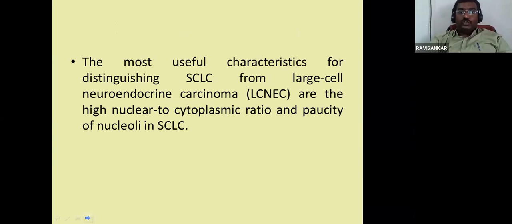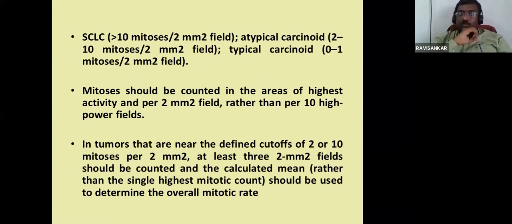Usually the mitotic count plays a very important role. Small cell and large cell neuroendocrine carcinomas are very aggressive tumors where greater than 10 mitoses are present per 2 square millimeters. Whereas typical carcinoids are a very low grade group where 0 to 1 mitosis is present. Atypical carcinoids are in between, presenting with 2 to 10 mitoses.